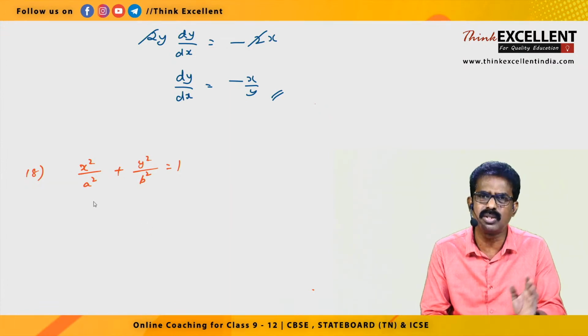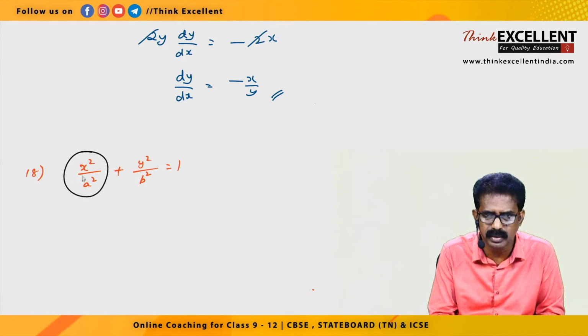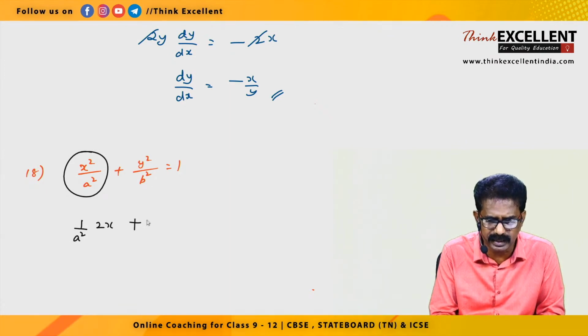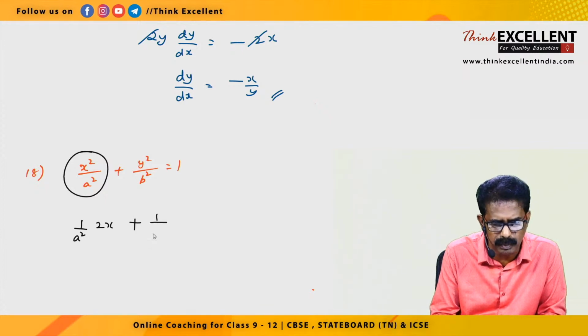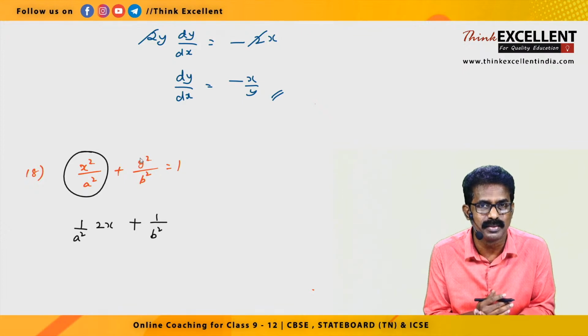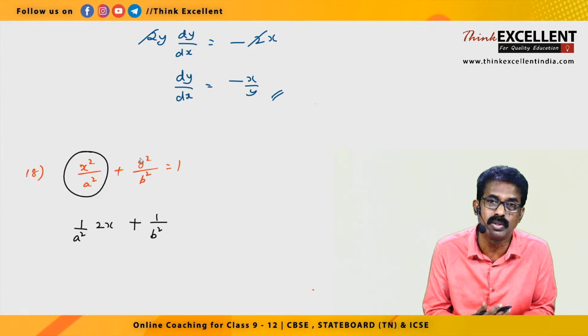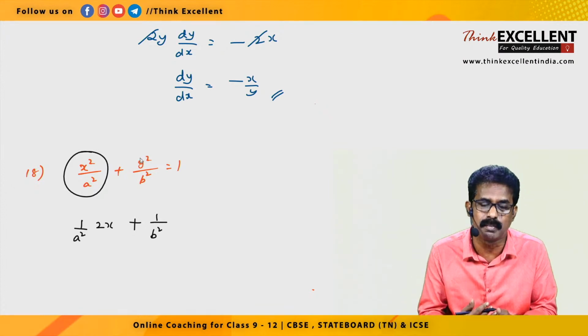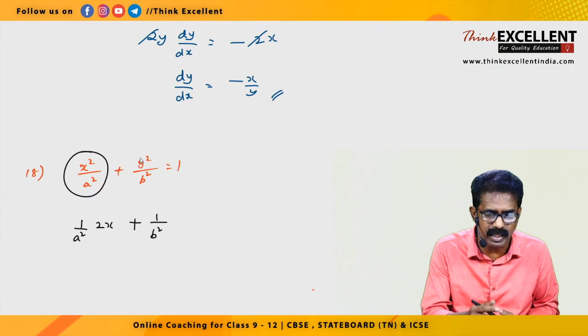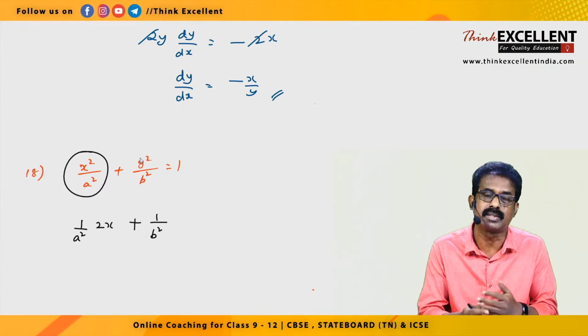So just differentiate with respect to x. Here it's a single term. 1 by a square is a constant, right? As it is. X square derivative 2x. Plus in the second term, 1 by b square is a constant. Listen very carefully. No need to apply quotient rule, right? So all these doubts will come. Sir, x square by a square, why can't we use the quotient rule? Quotient rule applies when you have a function by function, but here the numerator is a function x square, but the denominator a square is a constant only, no? So that constant you write as it is, 1 by a square, x square derivative 2x.